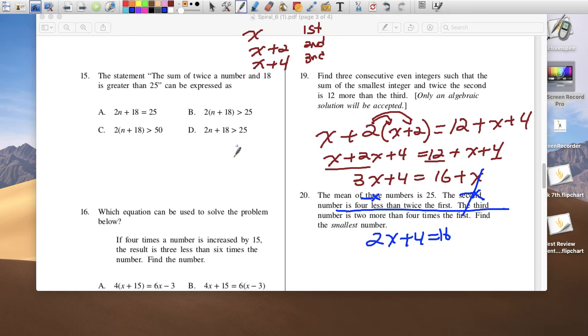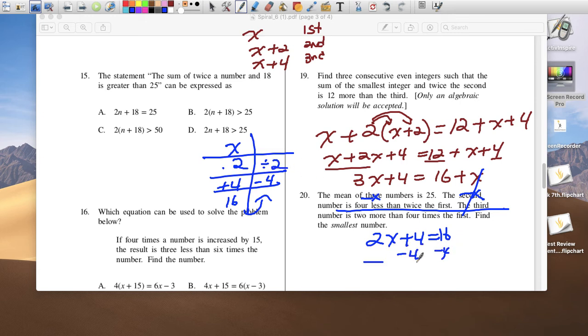I have a variable x which is being multiplied by 2, plus 4 equals 16. Going backwards, I use the inverse operations: minus 4, then divide by 2. So minus 4 on each side, and I get 2x equals 12. Divide both sides by 2, and x equals 6. So my first even integer is 6. 6 plus 2 is 8, the second, and 6 plus 4 makes the third even integer 10.